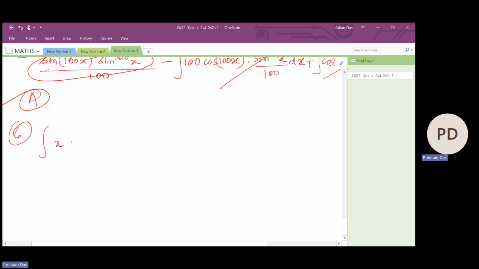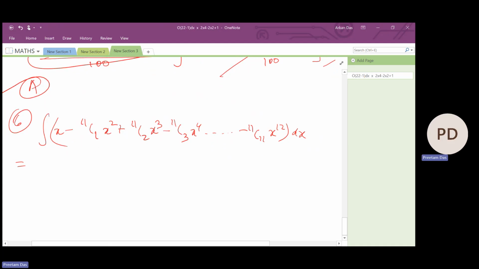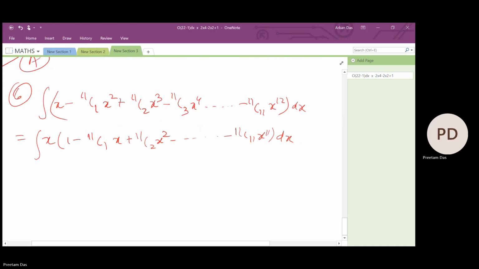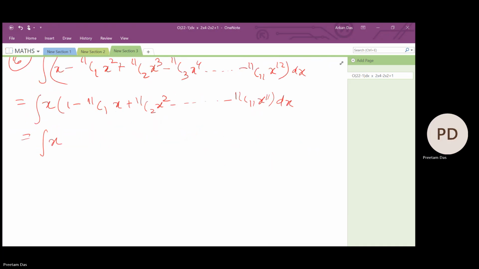Let us go to the sixth one. This is very easy to solve if you know very simple series of the binomial theorem. x cubed minus 11C3 x raised to 4 and so on up to 11C11 x raised to 12. This clearly looks like the expansion of 1 minus x raised to 11, and the only difference is the powers are one more than the r value in every case. So we take an x common and then this becomes 11C1 x plus 11C2 x square up to 11C11 x raised to 11 dx. So this is now x times 1 minus x raised to 11 dx.